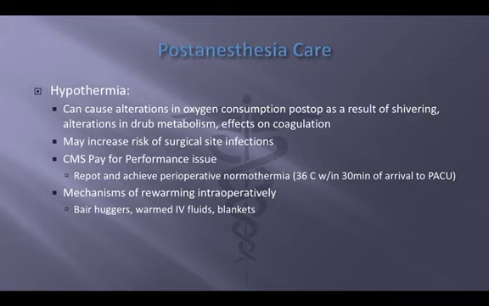So you need to report and achieve perioperative normothermia, so 36 degrees Celsius, within 30 minutes of arrival to PACU. And then again, this can be done by multiple techniques. Bair Huggers are one way to do it. Warmed IV fluids and blankets.